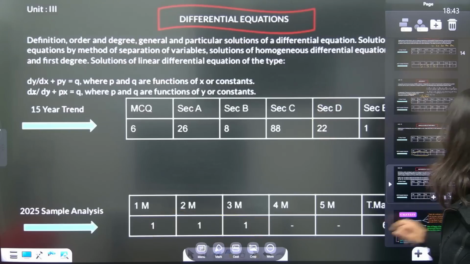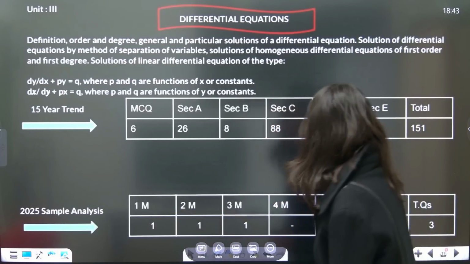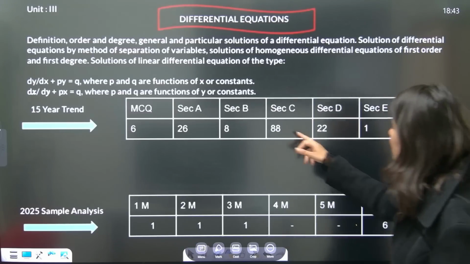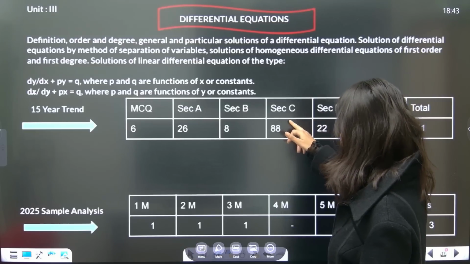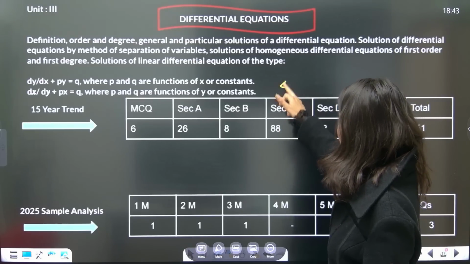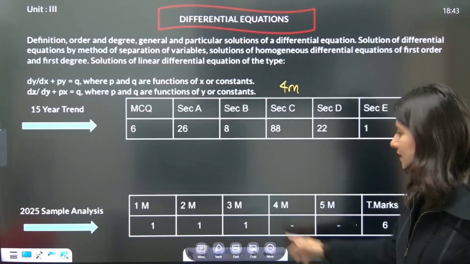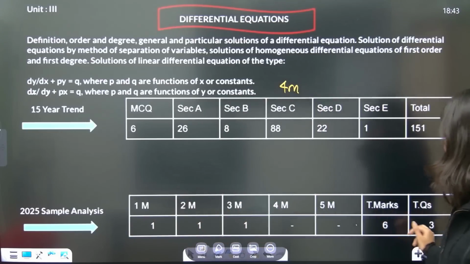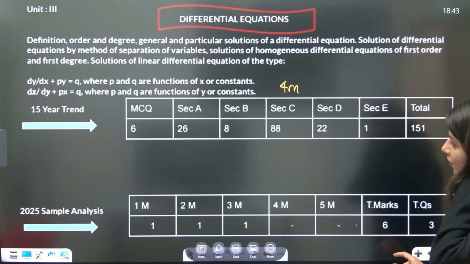And last is differential equation. In differential equation, again you can see that the maximum is section C. So you will definitely see a 4-mark question. If not 4 mark, then you will see section C. Sample paper says this: 3 mark, 2 mark, 1 mark, and yes, 3 mark, 2 mark and 1 mark. Again 6 marks, just like that. Differential equation.